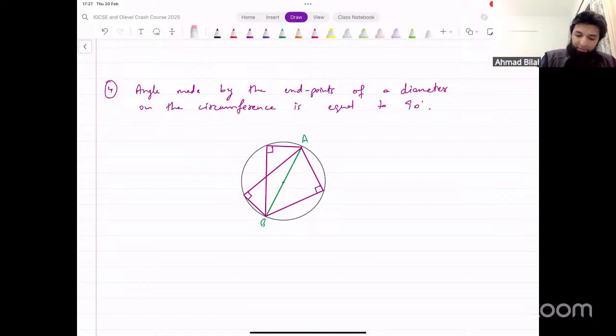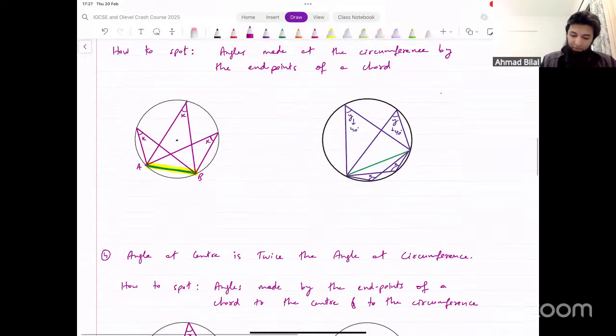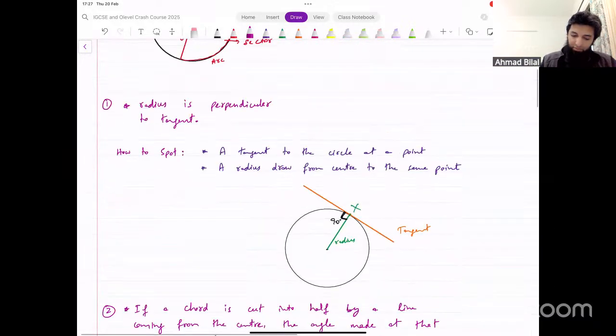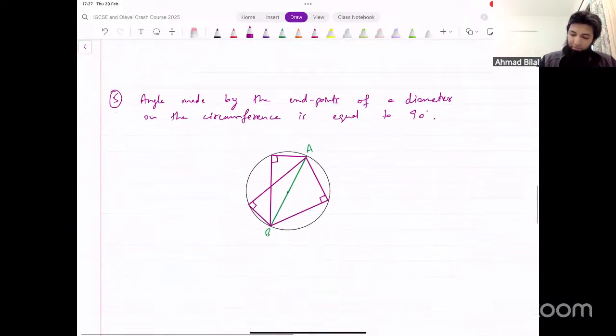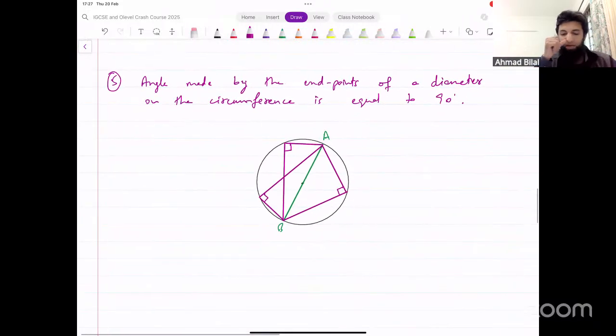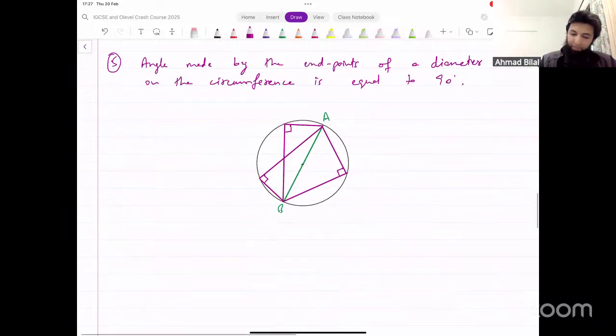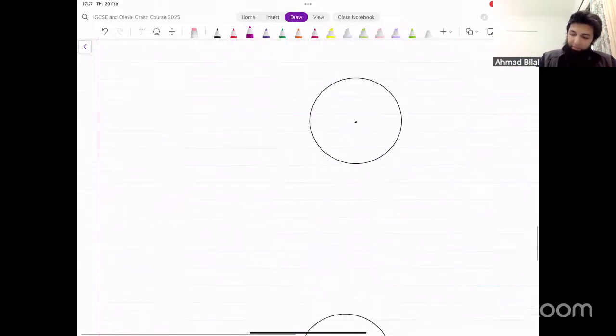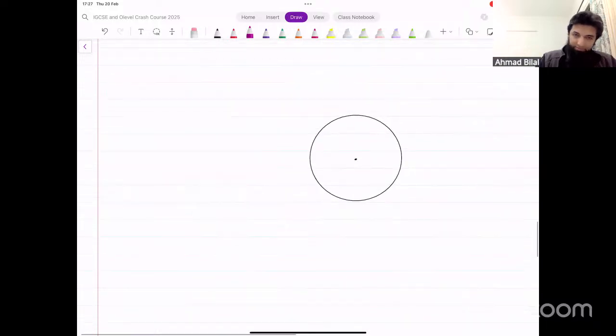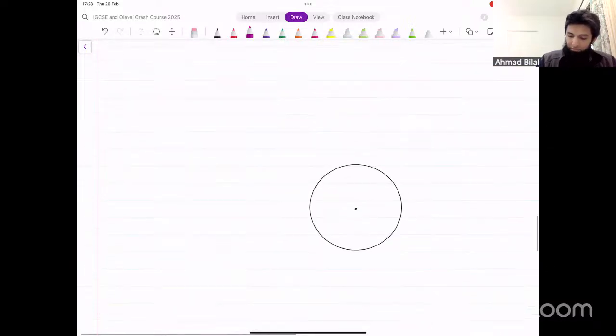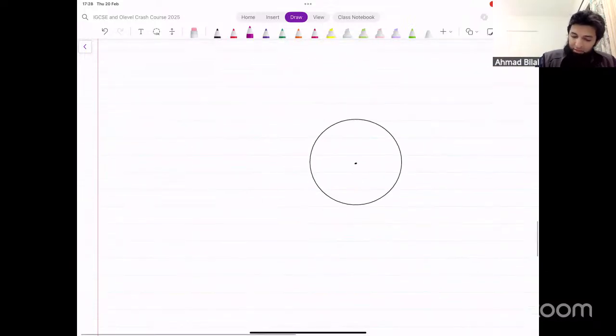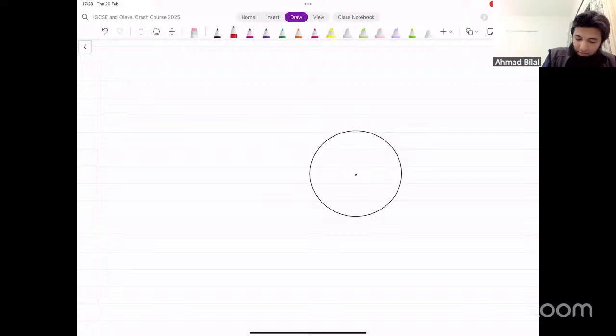All right. That's another one that you need to remember. Angle made by the endpoints of a diameter on the circumference is equal to 90 degrees. Okay. The next one. Number 6.